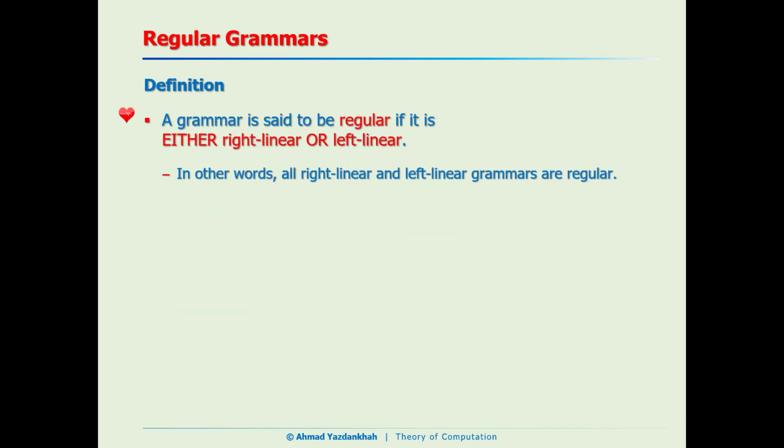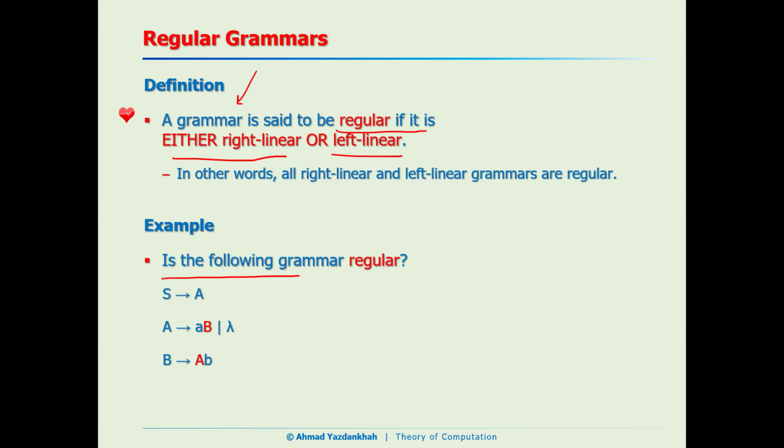Regular grammars. A grammar is said to be regular if it is either right linear or left linear. Let me take an example. Is the following grammar regular? First of all, it should be linear. Yeah, it is linear, definitely. So we have only one variable here. And the second condition, it should be either right linear or left linear.